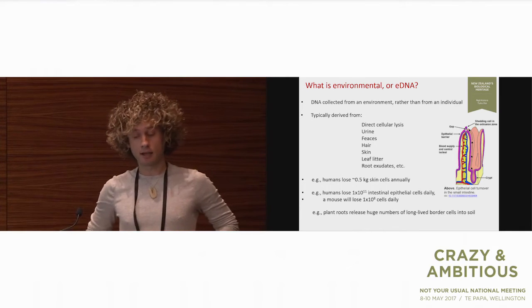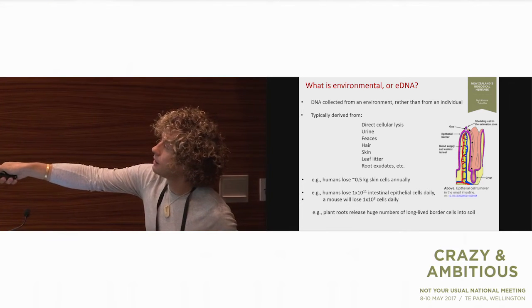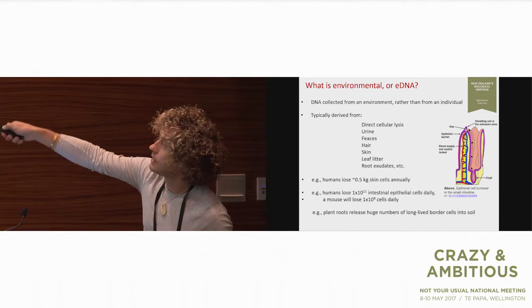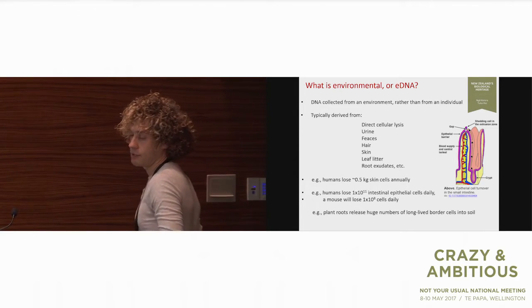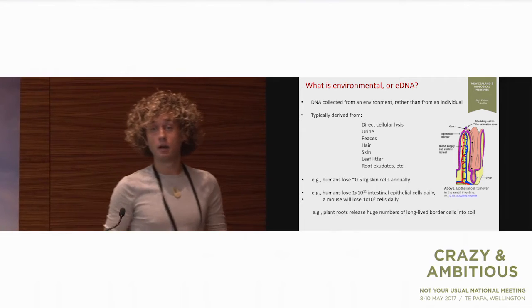What happens inside us is even more dramatic. For example, here we've got the epithelial cells within the gut. They're generated and cast off at an amazing rate. Every day you're getting through about 100 billion. Even a little mouse gets through about 100 million of these cells.